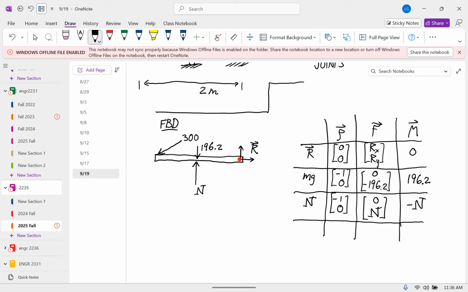Why do we have -1? Because the rule for the r vector is the vector from the about point to where the force is applied. So you start here and go there, so it's in the negative x direction. And the last one is the 300. So that r vector is -2, 0.